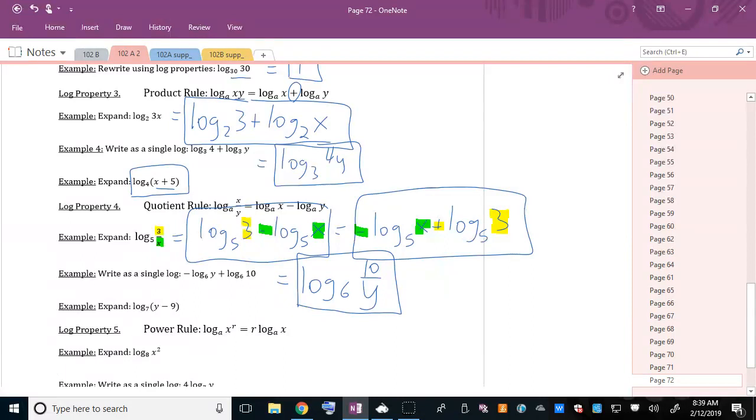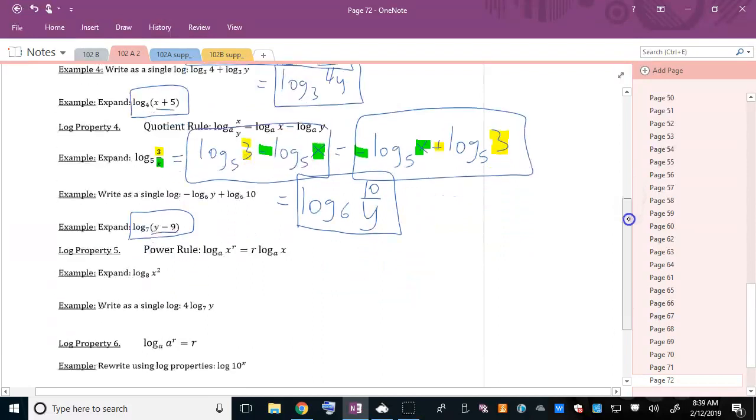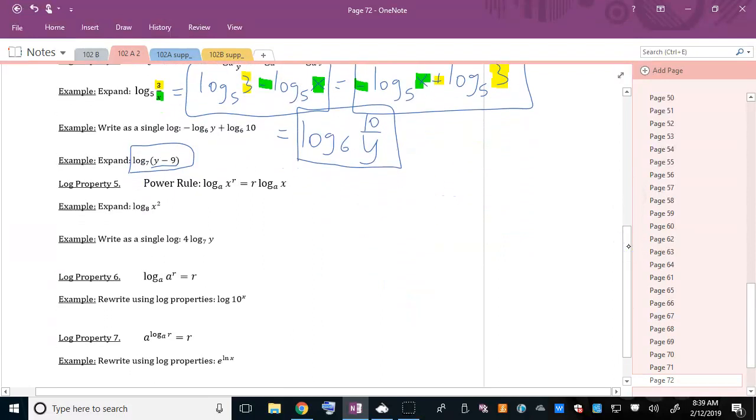My next example, once again, this is a common mistake. If I have the log of a difference, just as with a sum, this is something I cannot expand. That would be my final answer. There is nothing that I can do with that. Let's scroll down a little bit further.